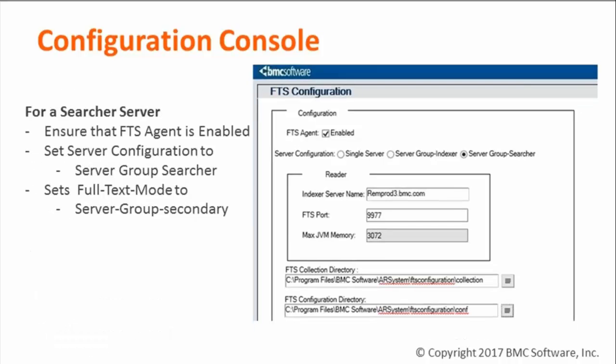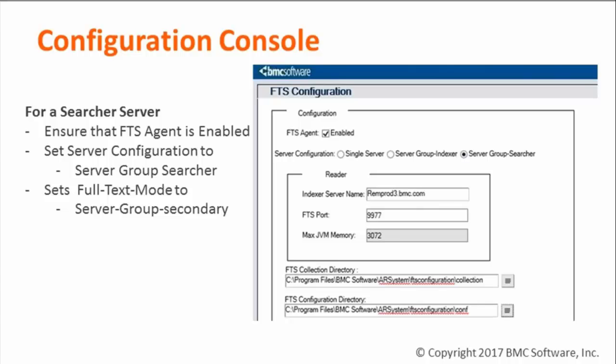This screenshot demonstrates configuration for a search server. As with the indexing server, you want to make sure the FTS agent is enabled. You'll select the server group searcher to configure the server as a search server or non-indexing server. If you select the server group searcher option, the max JVM memory field under reader is unavailable because from the search server, you must connect only to the reader instance running on the indexing server. And next, you'll enter the indexing server name and FTS port if different from the pre-populated default values.